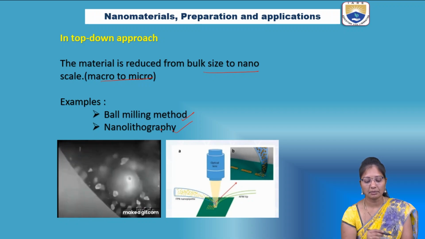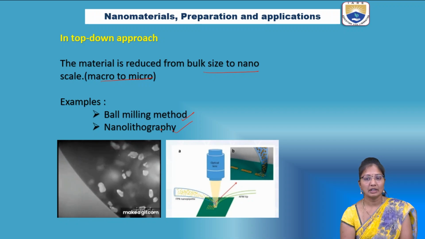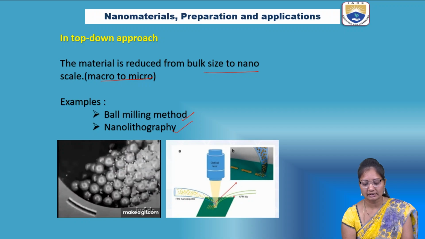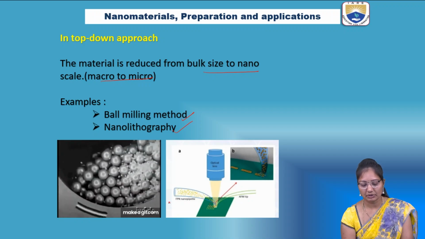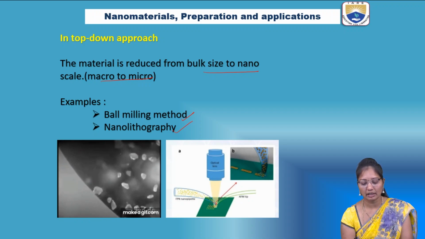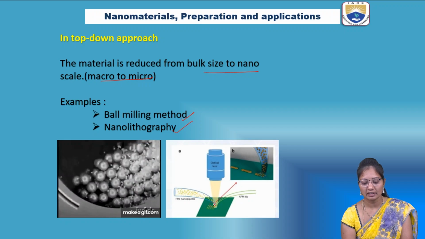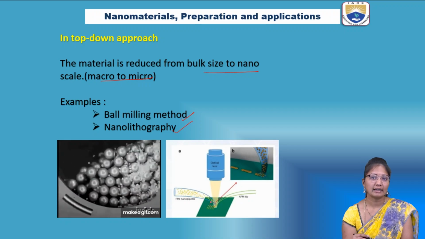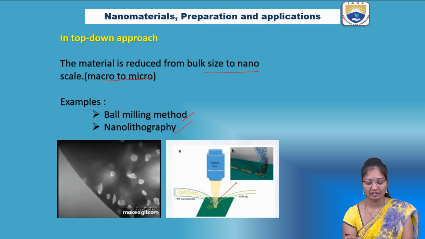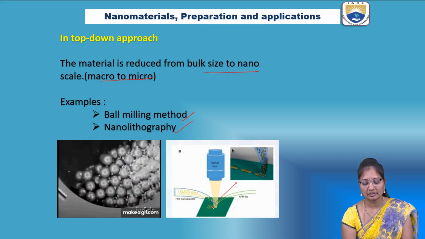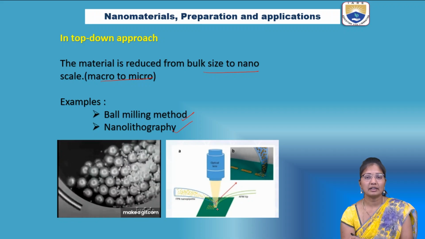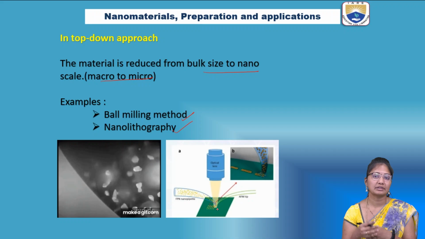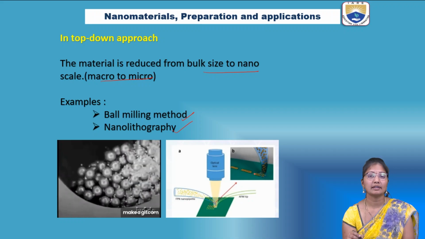Coming to another method, called nanolithography. Here, nanoparticles are mixed into optical lenses. These are used for printing and for coating surfaces, where the nanoparticles are inserted, and the optical lenses are mixed and then used for printing technology.